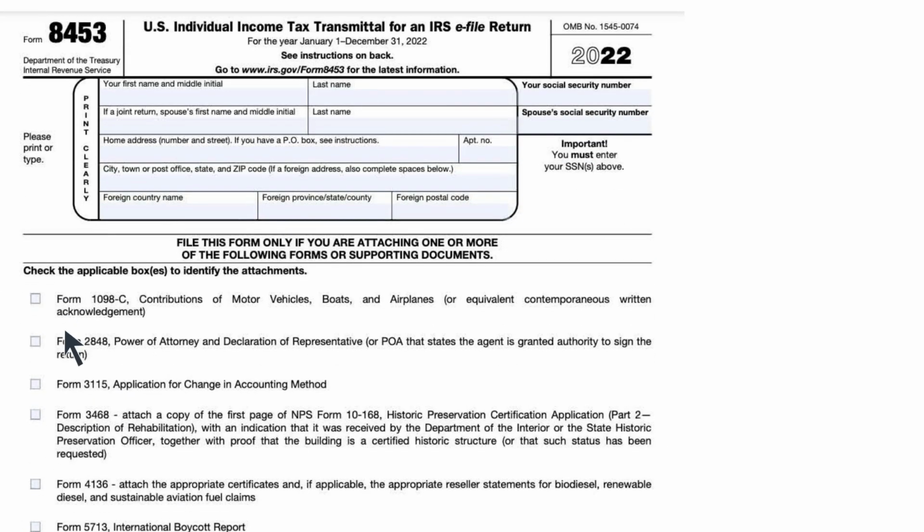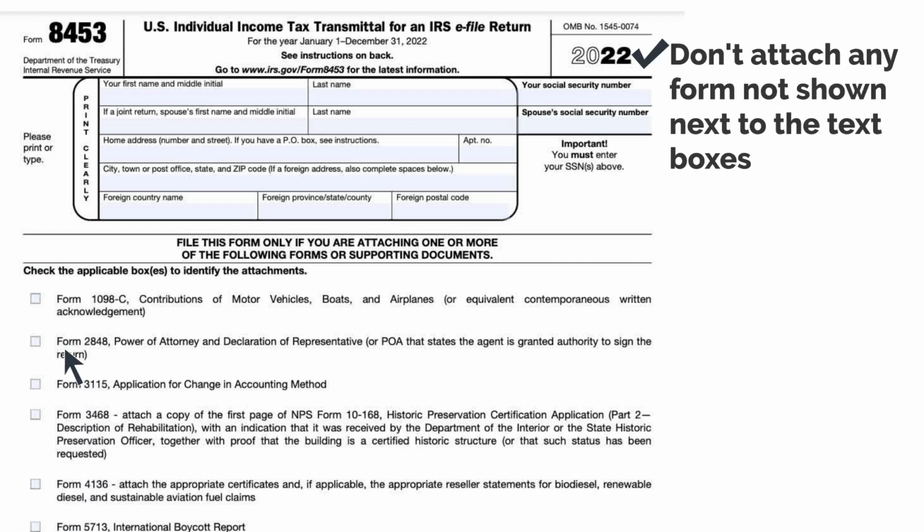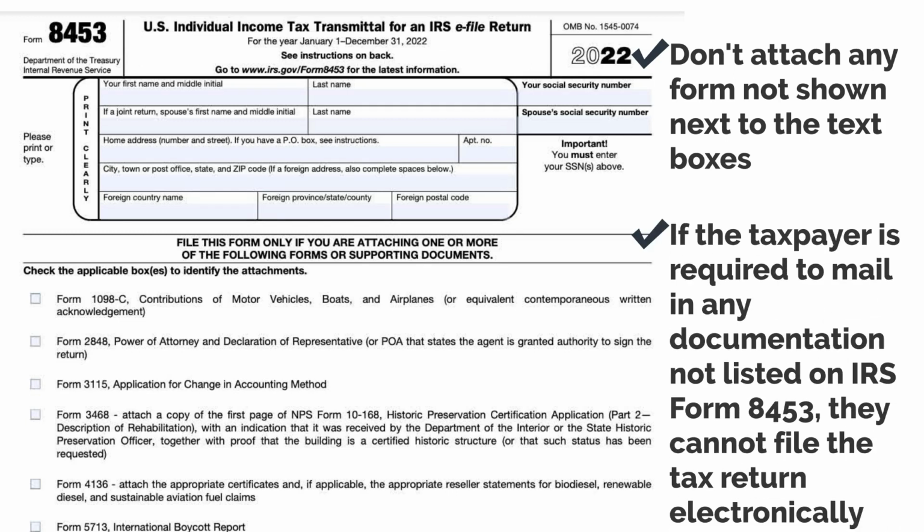When e-filing a tax return, use IRS Form 8453, U.S. Individual Income Tax Transmittal for an IRS e-file, and send any required paper forms or supporting documentation listed next to the checkboxes on IRS Form 8453. Do not attach any form or document that's not shown next to the checkboxes. If a taxpayer is required to mail in any documentation that's not listed on IRS Form 8453, they cannot file the tax return electronically.